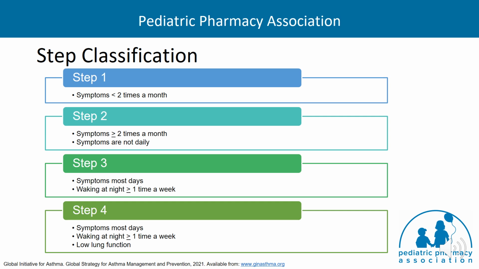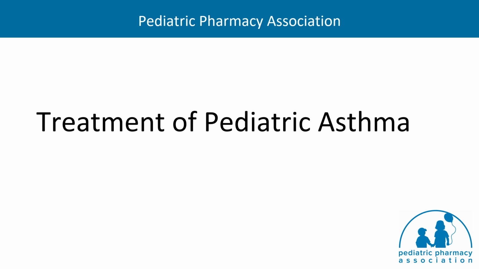The step classification for patients with asthma are for ages 6 to 11 years old based on the GINA guideline updates. Those in step 1 have symptoms less than 2 times a month. Those in step 2 have symptoms 2 or more times a month, or symptoms are not daily. Step 3, symptoms are most days and waking at night 1 or more times a week. And those in step 4 have symptoms most days, waking at night 1 or more times a week, and have low lung function.